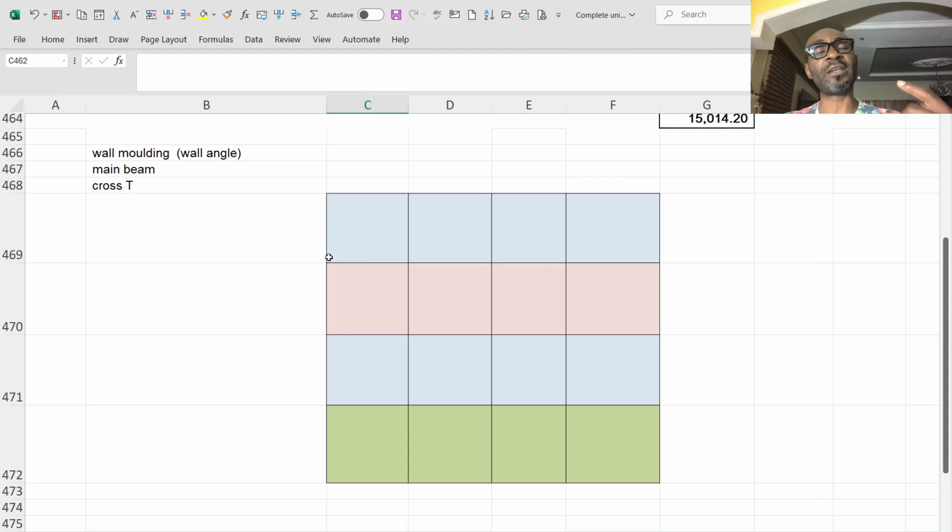Then for the hanging of the wall angle, if it is on a block wall, you can use concrete nails, a 2-inch or a 1-inch concrete nail, to nail it on the wall, and you put the nail at 300 centers. If it is a concrete wall, you have to buy a screw and fisher, where you drill the wall, then put the fisher, then you screw.